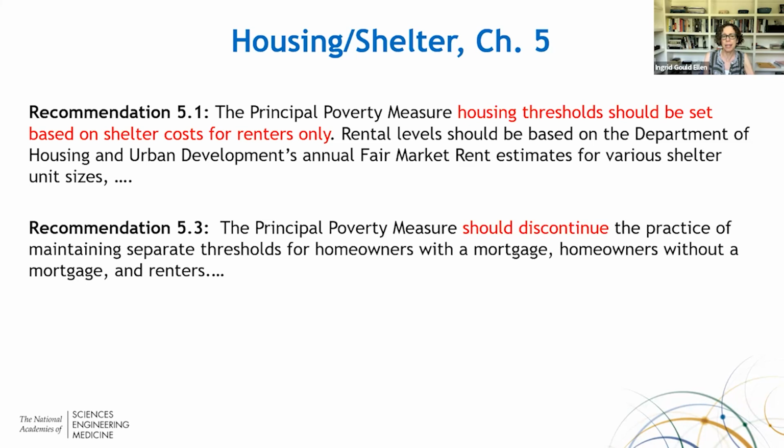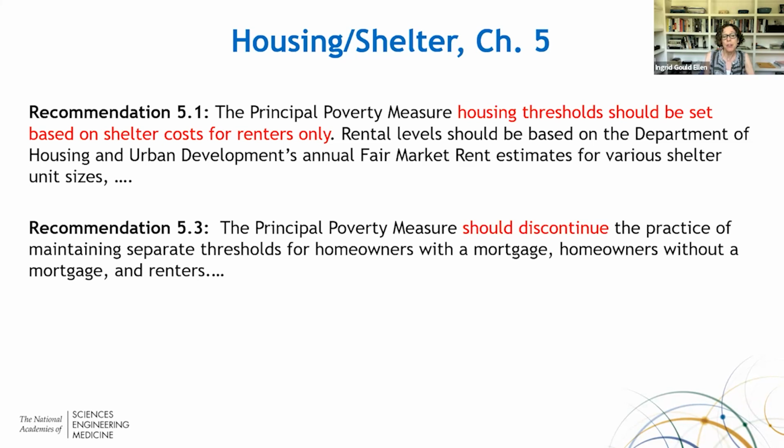We think that it makes sense to have a consistent threshold. And so our first recommendation is that the principal poverty measure housing thresholds should be based on shelter costs for renters only. To be clear, housing thresholds are aimed to capture the cost of securing adequate shelter. And so we recommend that these thresholds be set based on shelter costs for renters in the local metropolitan area or the rural county, since most low-income households rent. And more fundamentally, all households, regardless of whether they own or rent, face the same basic need for shelter. And I'll say more about this in a minute.